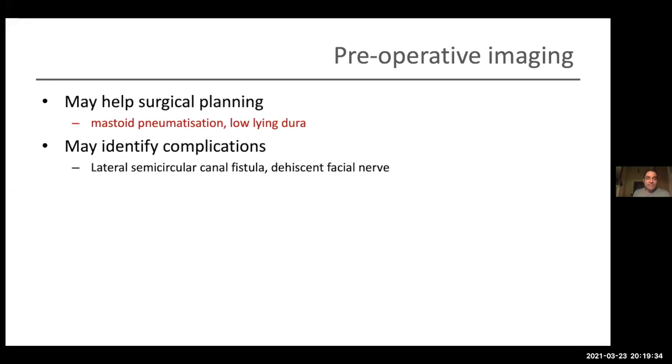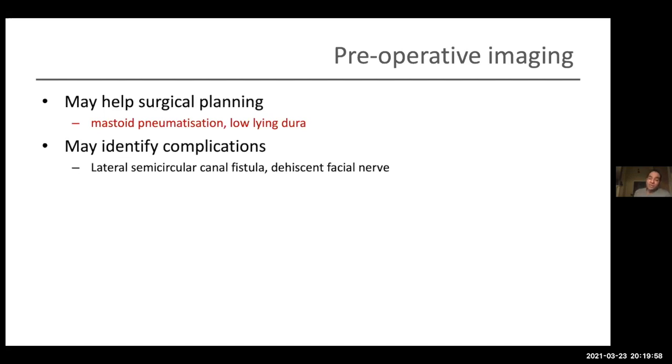So it may identify that there's bony erosion of the lateral semicircular canal, and you may get a fistula of the lateral semicircular canal, which warns you of the potential risk of a dead ear and helps you to counsel the patient as to that risk. It may warn you that there's a dehiscent facial nerve, that the facial nerve also hasn't got a bony covering, and then again warns you of that possibility.